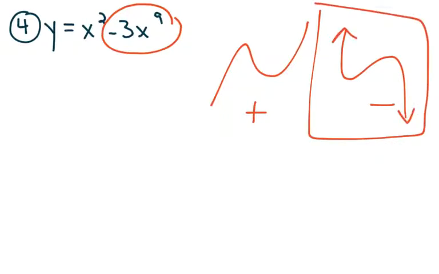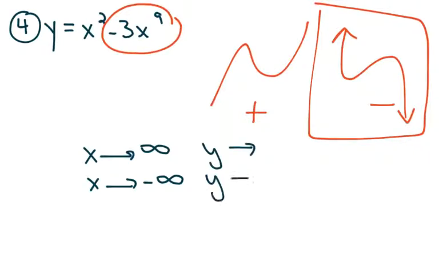The left side of the graph goes up while the right side goes down. The way we write end behavior, you're always going to start with as x goes to infinity and as x goes to negative infinity. And we're going to determine where y goes. This one is the same as saying the right side of the graph. And this is the left side of the graph.